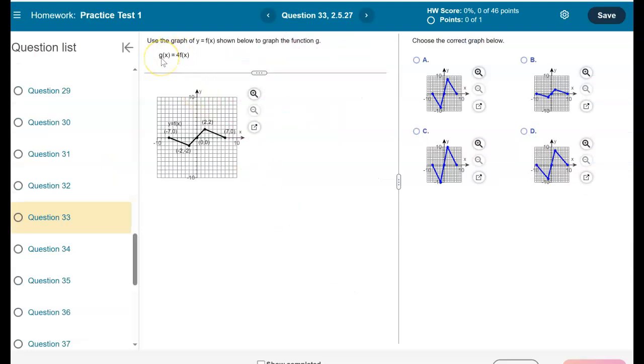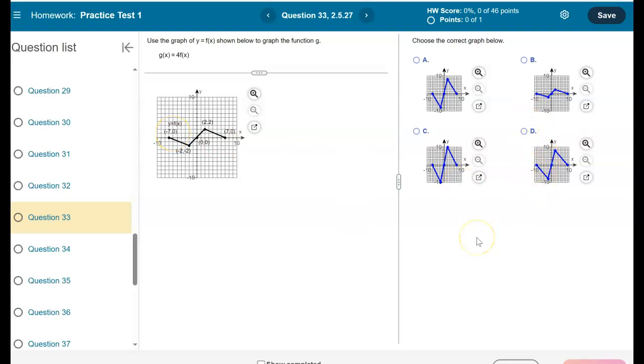Okay, so for the next question, we are given the graph of f of x below, and we want to obtain the graph of g of x, where g of x is equal to 4 times f of x. The 4 that is multiplied to f of x means that we are going to multiply the y-coordinate. So for instance, for this point here, the value for x will be retained, and the y-coordinate will be multiplied by 4. So this negative 7, 0 will still go to negative 7, 0.